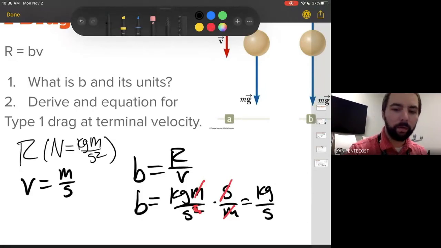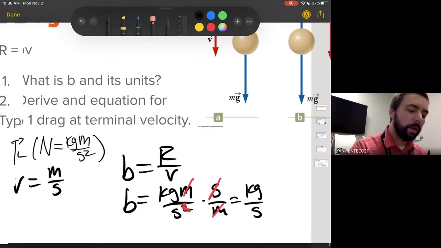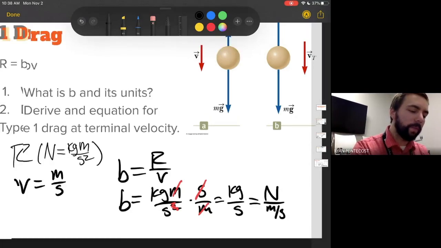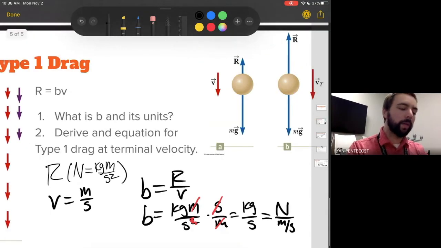What does that even mean, right? You can also just say that b equals newtons divided by meters per second. That's also a valid unit, right? Not as simple, I think, as kilogram per second, but it has a little bit more meaning. Newtons per meter per second has a little bit more meaning than the other one.